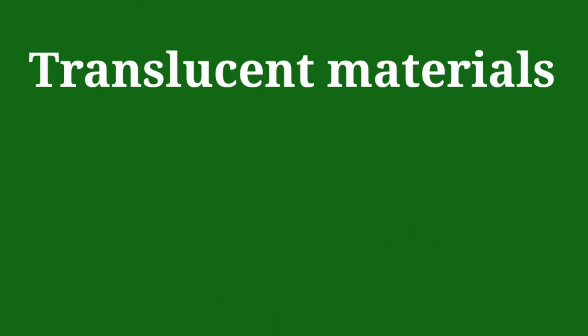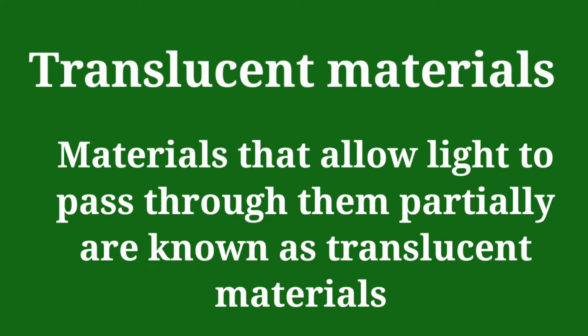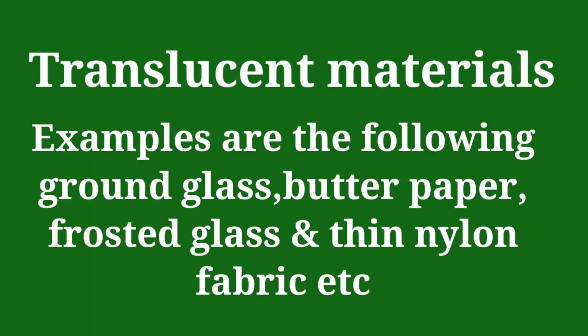You can see the example, there is a beautiful diagram. Next come the translucent materials. What are the translucent materials? Materials that allow light to pass through them partially, that is, to some part, are known as translucent materials. That means they do not allow the light to pass completely, only partially. That means some portions are being blocked.